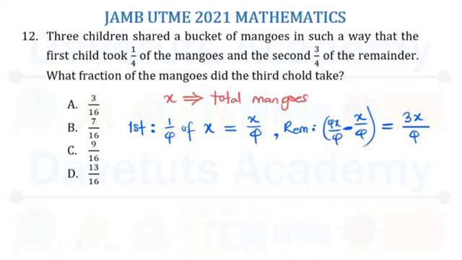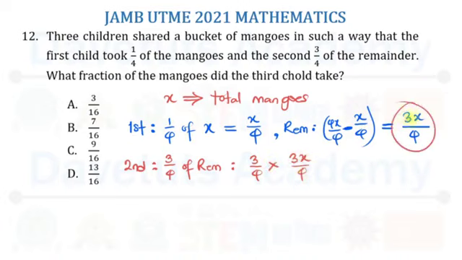That being said, we can now go to what is happening with the second child, okay? We're told that the second child took 3 over 4 of the remainder. 3 over 4 of remainder, okay? And what's that going to give us? We are going to have 3 over 4 multiplied by the remainder we just got here to be 3x over 4, okay? So we just multiply this out. 3 times 3 is 9. We have 9x over 4.